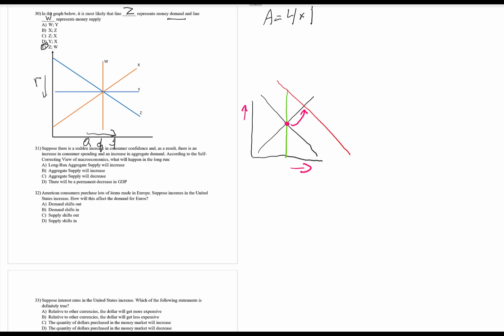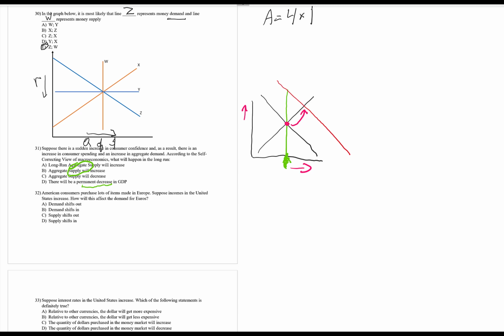Well, as you would expect from the name self-correcting, what self-correcting thinks is that on our own, we will eventually get back to long-run full employment GDP, this point right here. So in order for that to happen, we need to think about what is going to happen to aggregate supply. Notice these three all ask about aggregate supply. D talks about a permanent decrease in GDP, which is not going to happen here because remember, we think about self-correcting. The only thing that changes long-run GDP are things like changes in capital and technology.